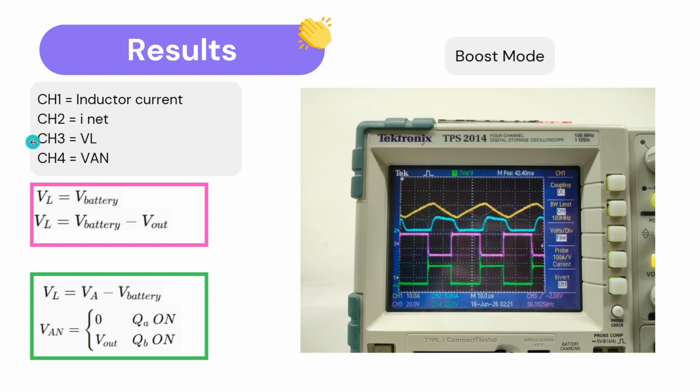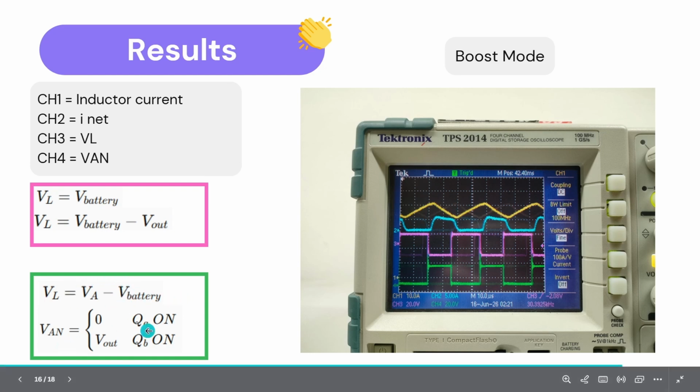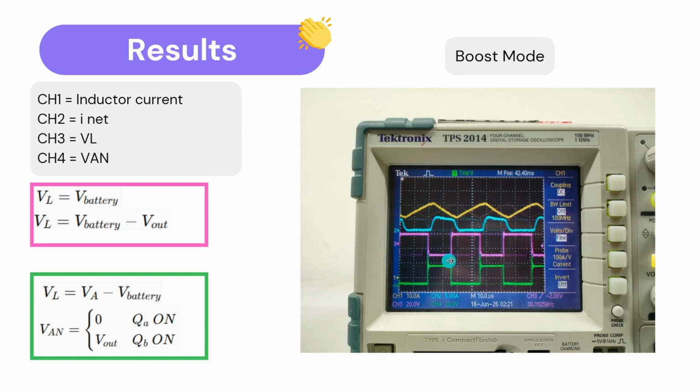And as I said, channel 3 is the VL. The VL equals the V battery, which is impulsing when positive, and when it is V battery minus V out, the VL appears negative, so it drops to the negative voltage and appears in steady state. And channel 4, the VA, is controlled by the MOSFET. When the QA is on, it's 0, so it's off and there's no impulse. But when QB is on, MOSFET B is on, it will generate the V out signal. So that's why it is inverted with the voltage from the inductor.